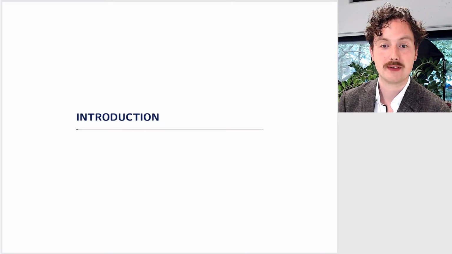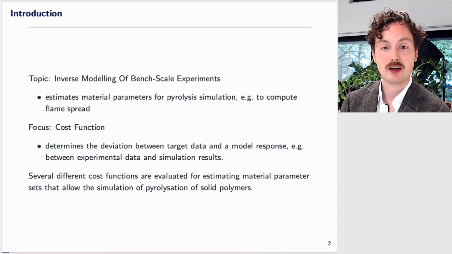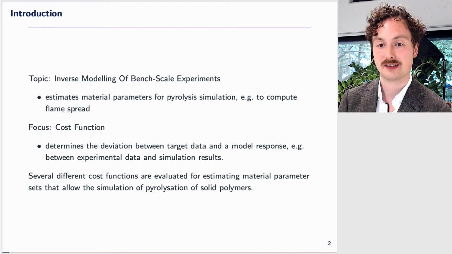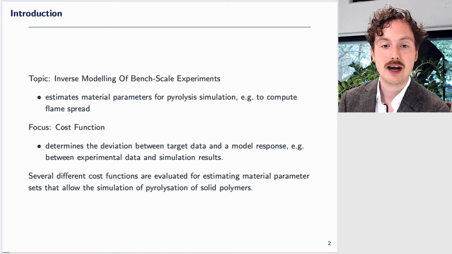What am I going to talk about in the next 15 minutes? The topic is the inverse modeling of bench scale experiments to estimate material parameters for pyrolysis simulation, for example, to compute flame spread. How this process works in detail, I'll explain in a minute. I'll focus on the cost function that determines the deviation between the experimental results and simulation results. Several different cost functions are evaluated for estimating material parameter sets that allow the simulation of pyrolyzation of solid polymers.